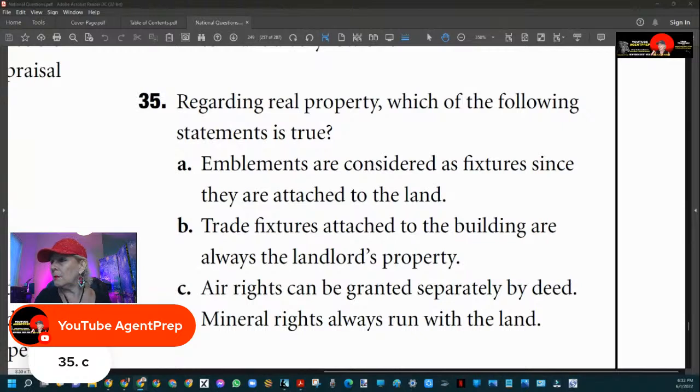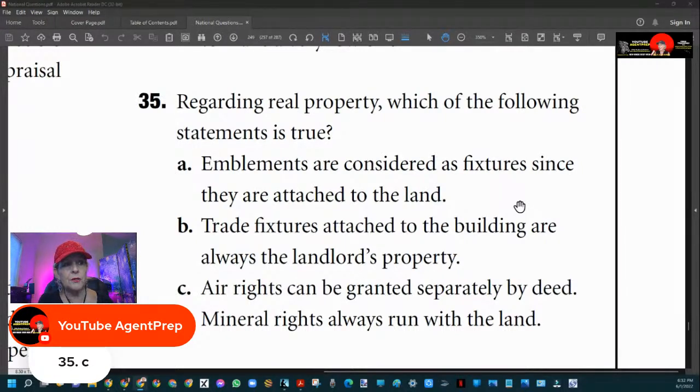Okay, we're only going to do 10 questions today for national. I'm going to keep it a little bit shorter today. So we are going to go into Texas state questions. So any questions on these 10 national questions that we just went over?